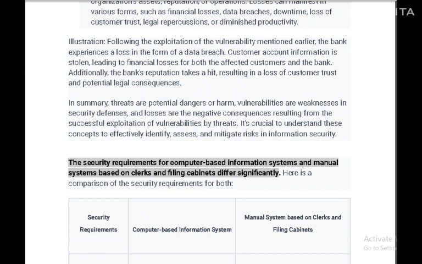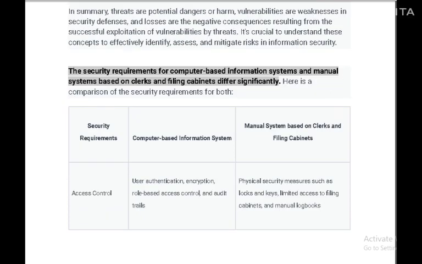In summary, threats are potential dangers or harm, vulnerabilities are weaknesses in security defenses, and losses are negative consequences resulting from the successful exploitation of a vulnerability by threats.